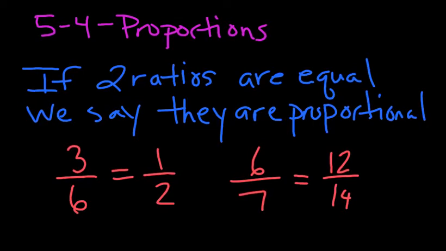5-4, proportions. If two ratios are equal, we say they're proportional. And we write it like this. You read that, 3/6 equals 1/2, or 6/7 equals 12/14.